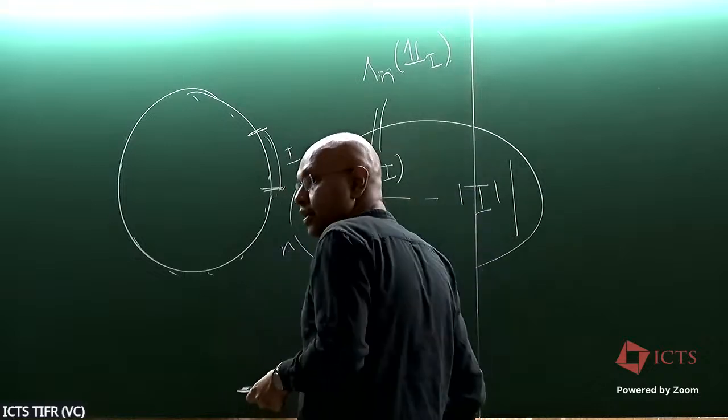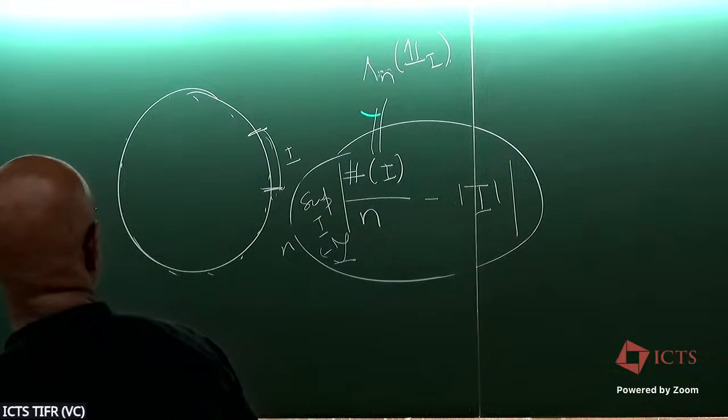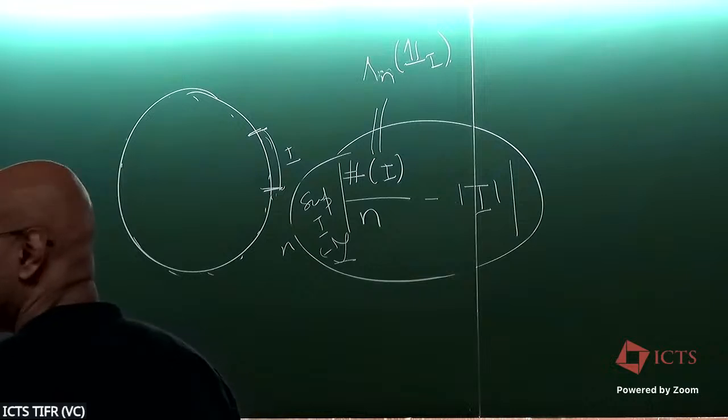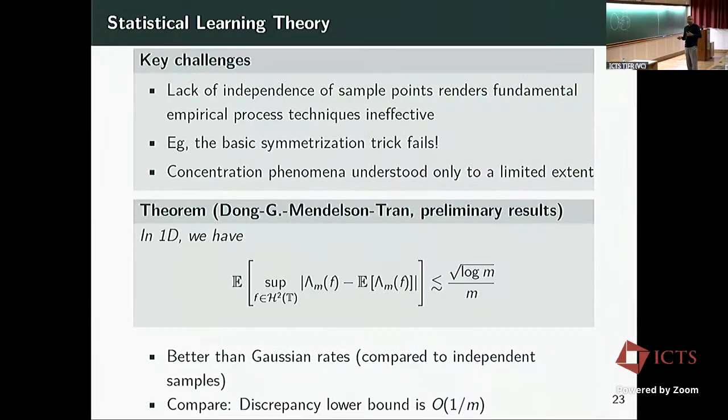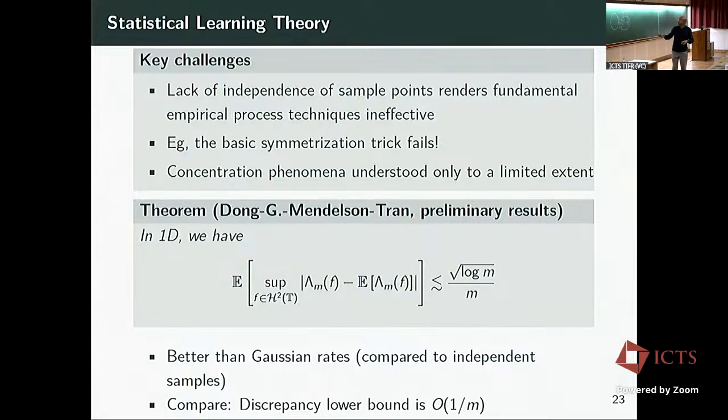So what you are doing here is taking these lambda n's or lambda m's, depending on how you label the number of particles, over the collection of indicator functions of intervals. And here you are taking a somewhat smoother class of functions. But even so, we can almost match the discrepancy lower bound up to log factors. So this is quite interesting from an empirical process point of view. H2 is the Sobolev space.